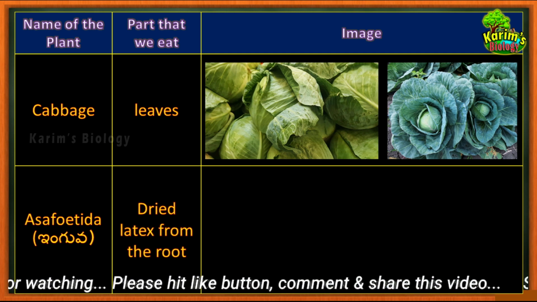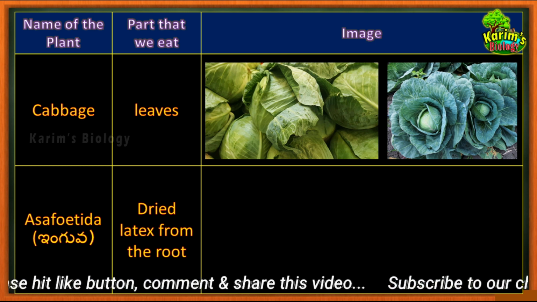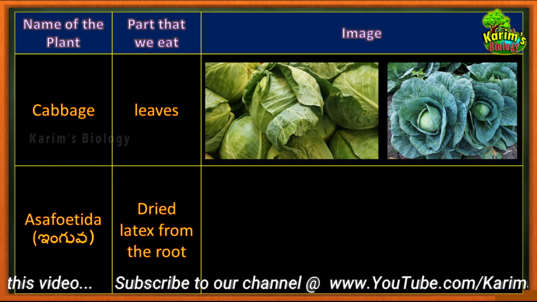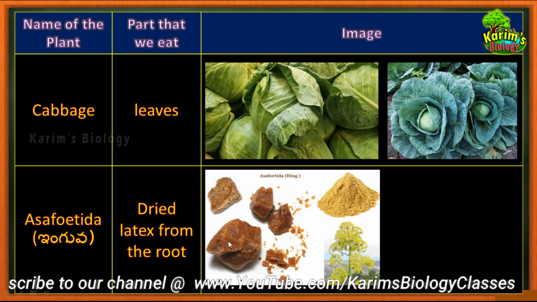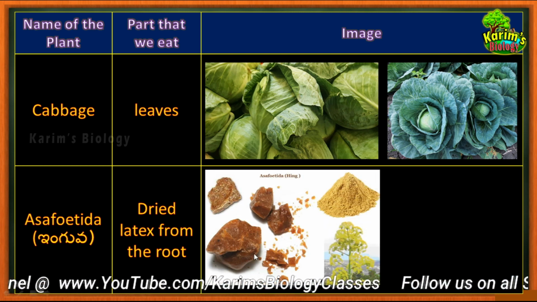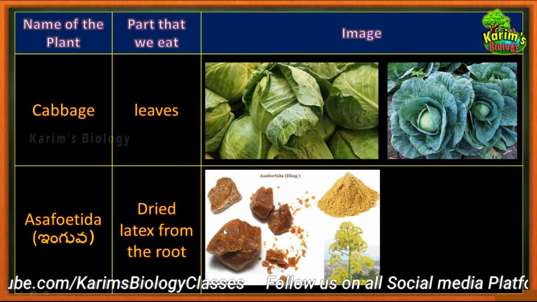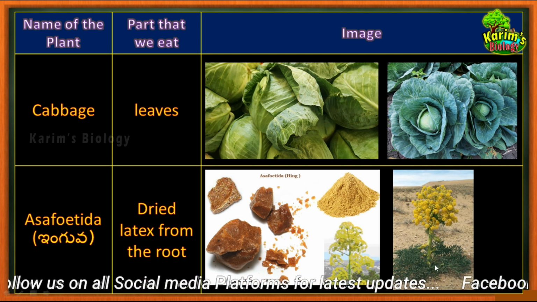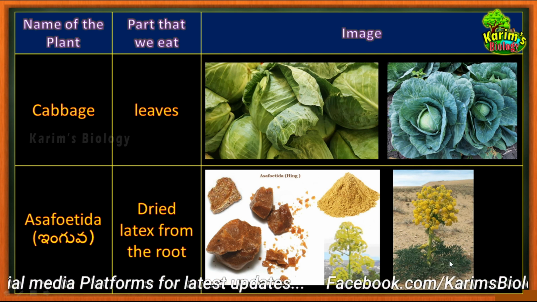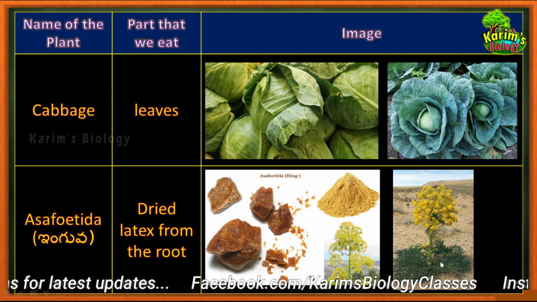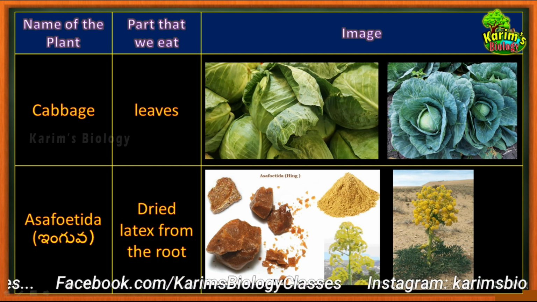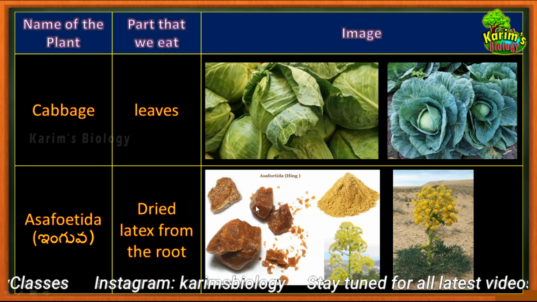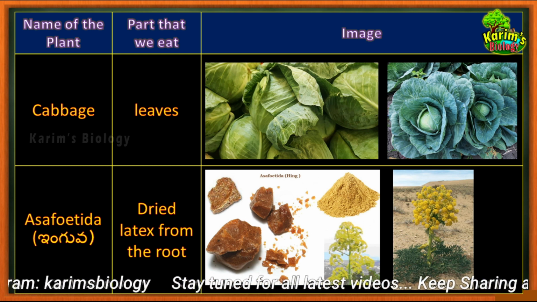And from which part do we get this Asafoetida? We get Asafoetida from the dried latex or resin of the root. Okay, so this is the dried gum-like structure which is resin or latex. So how is it obtained? This is the Asafoetida plant. When you make an incision at the root of Asafoetida, it oozes out a resin which is called Asafoetida, and this will be dried under sunlight to turn it into a solid. Okay children, so that's about Asafoetida.